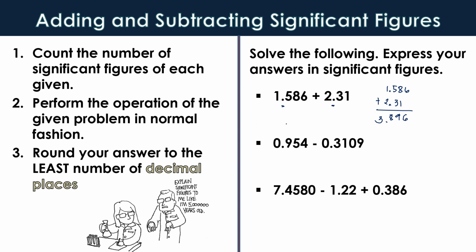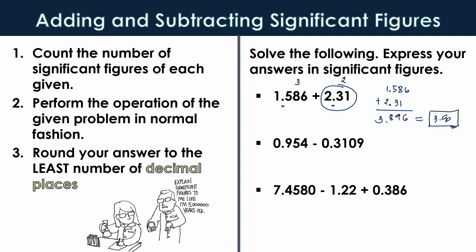Pero round your answers to the least number of decimal place. Ang basis natin ay yung given. In this case, we have 2.31. Siya ngayon, compared with sa isa pang given na meron tayo, siya yung may pinakaunti na decimal places. It has 2 decimal places. So therefore, ira-round off natin itong si 3.896 as 3.90.